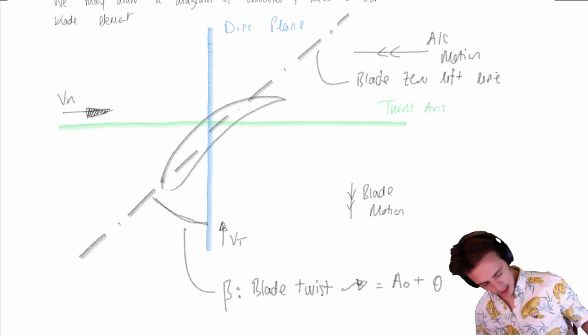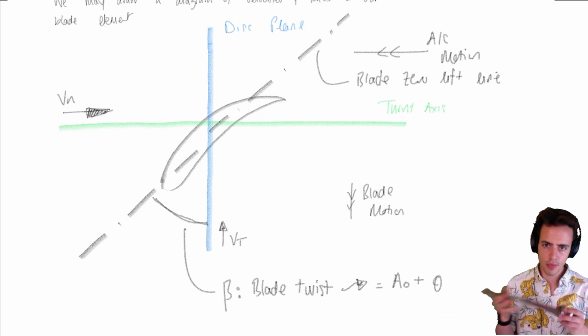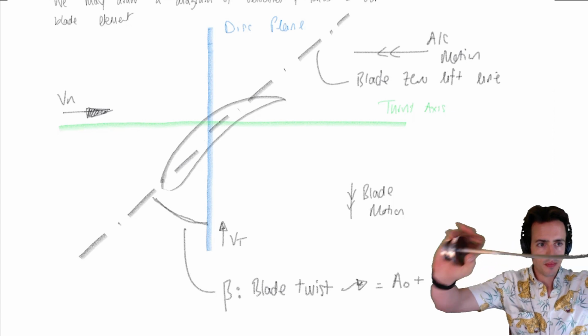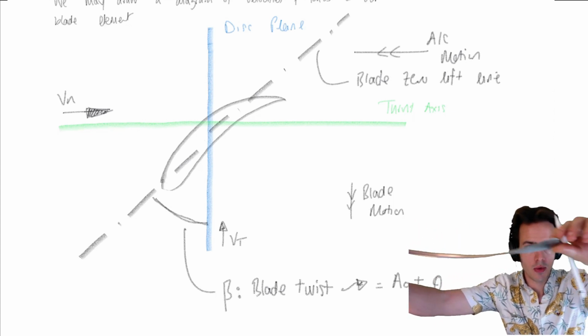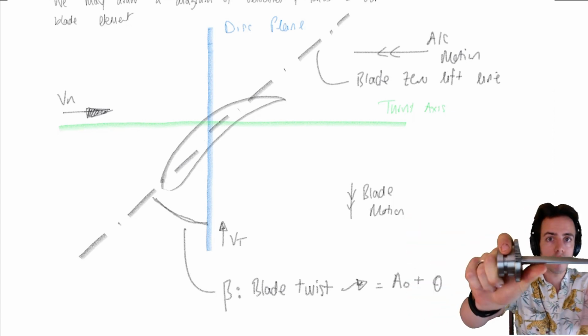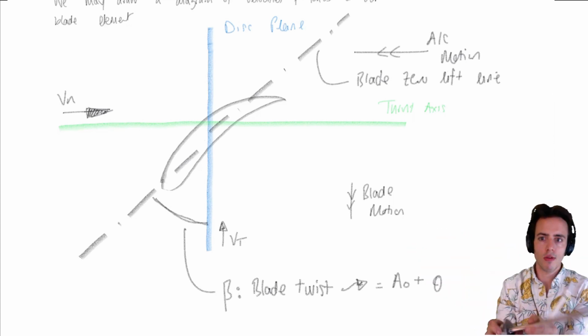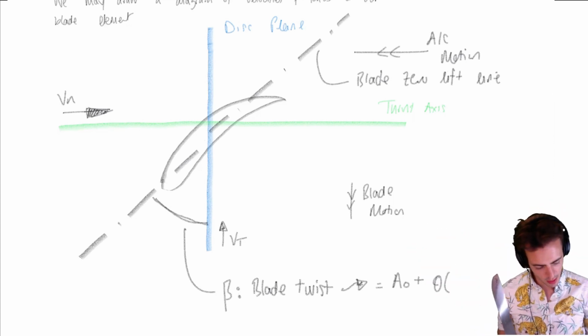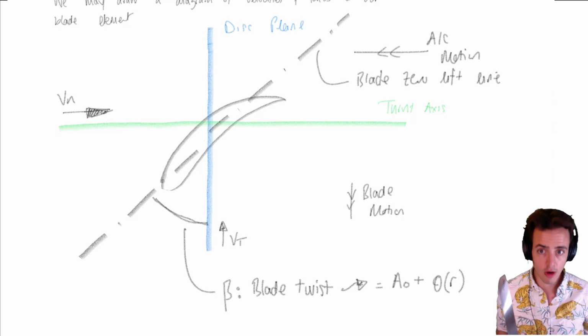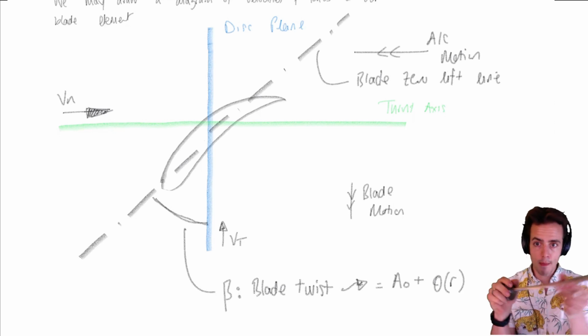We'll talk about this a little bit more later. If we look at this blade here, we can see that as I go along, it's more twisted at the root than it is at the tip. So I've got some part here, which is theta. It's just a function of r. This is the inbuilt twist.